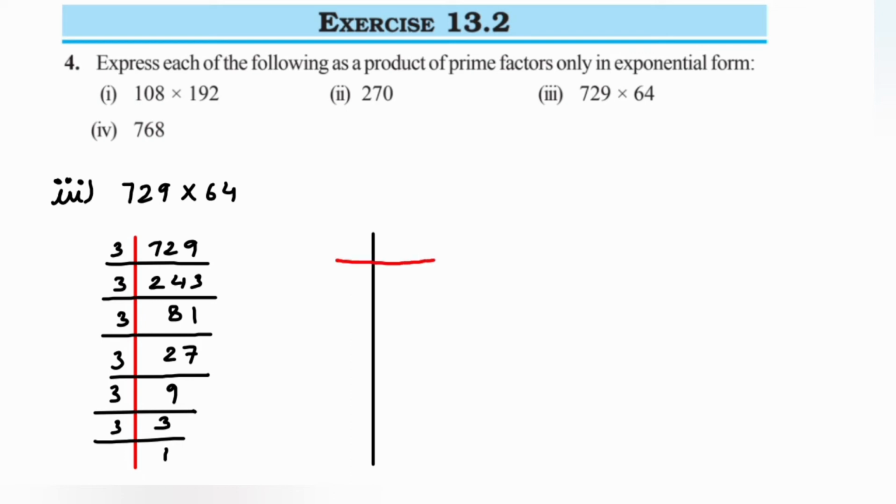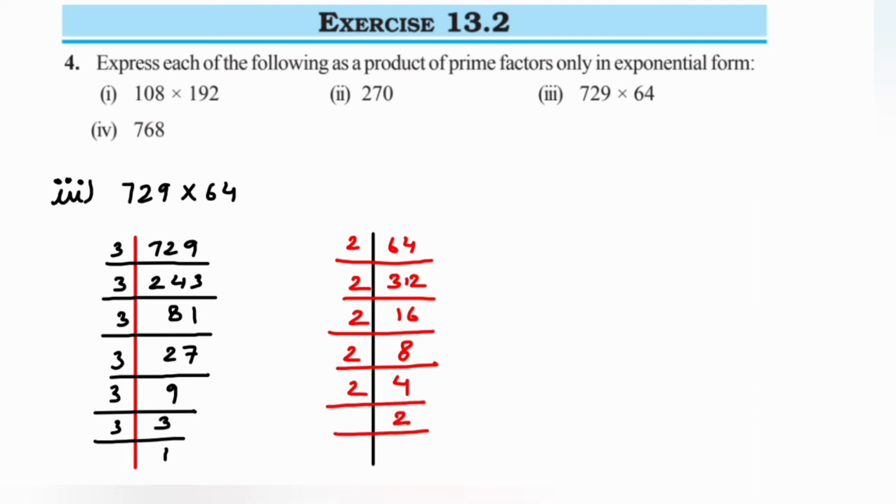So 64 is an even number. We'll start with 2. So 2 into 32 is 64. Then 2 1s are 2, then 1 is a remainder. 2 6s are 12. Then 2 8s are 16. Then 2 4s are 8. And then 2 2s are 4. And then 2 1s are 2.